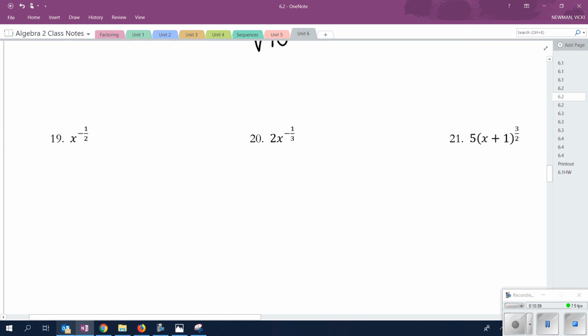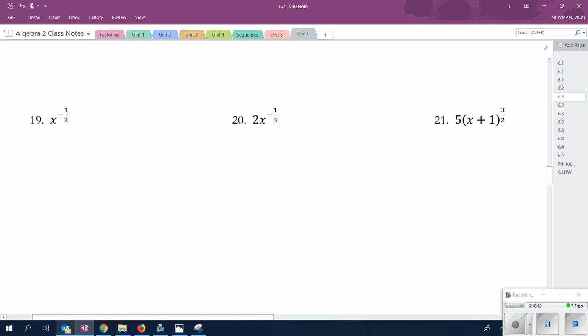19. Ooh, Miss Newman got fancy. It's a negative and a fraction. Oh my gosh. First of all, deal with the fact that it's negative. Nobody likes a negative Nancy. Where should that be written? In the bottom of a fraction. X to the positive 1/2. Okay. Now change it to 1 over, what's the exponent on the x? 1. What's the index on the square root? 2. Sorry, I said square root. I didn't mean to.